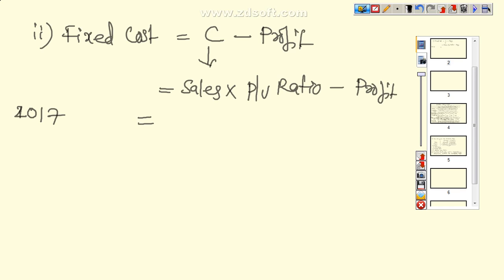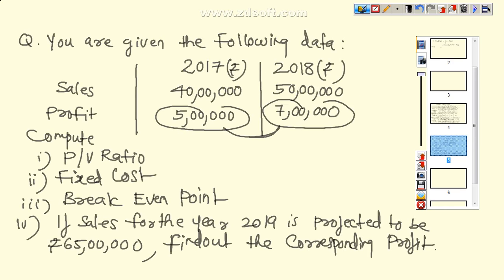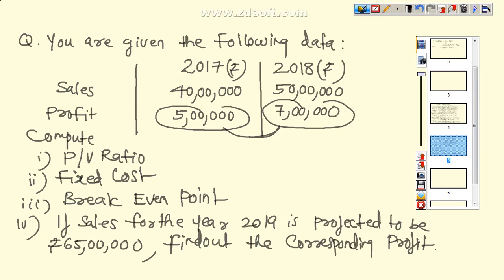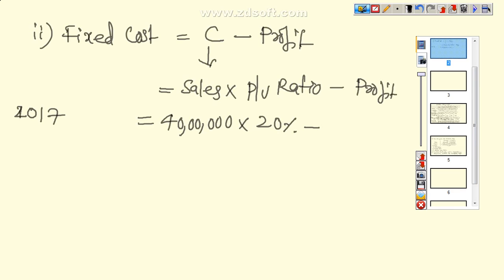For example, suppose we are considering 2017. According to the question, sale is equal to 40 lakh. So we write 40 lakh multiplied by PV ratio, already calculated, that is 20%, minus the profit of 2017, that is 5 lakh. So fixed cost according to 2017 is equal to 3 lakh.